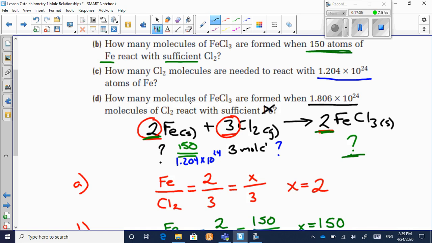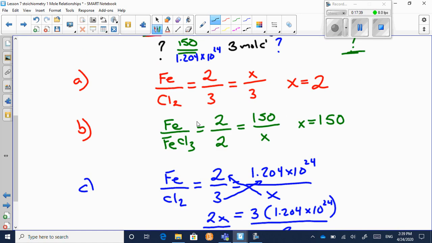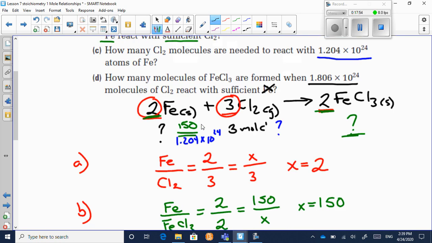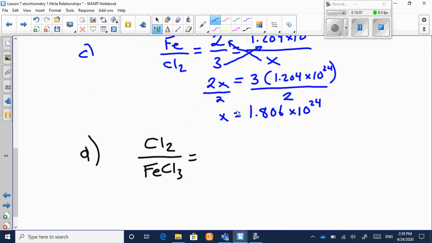We're worried about Cl2 and FeCl3. Okay, so here we go. I'm going to set up my ratio. So here's D. I care about Cl2 and FeCl3. I go to my balanced equation to write my ratio. You always have one ratio, so it's a 3 to 2. So it's 3 of these to 2, and it doesn't matter which one you write on the top and bottom.